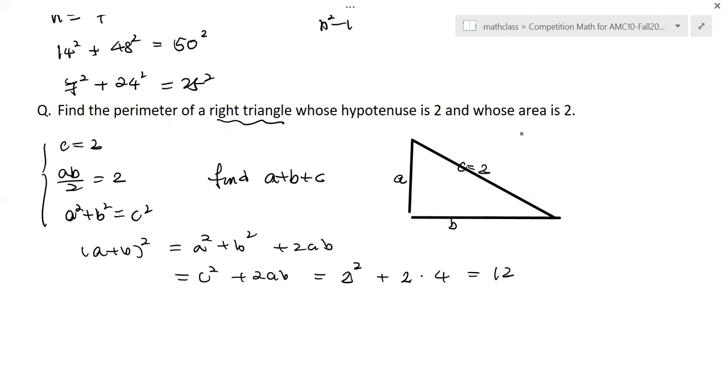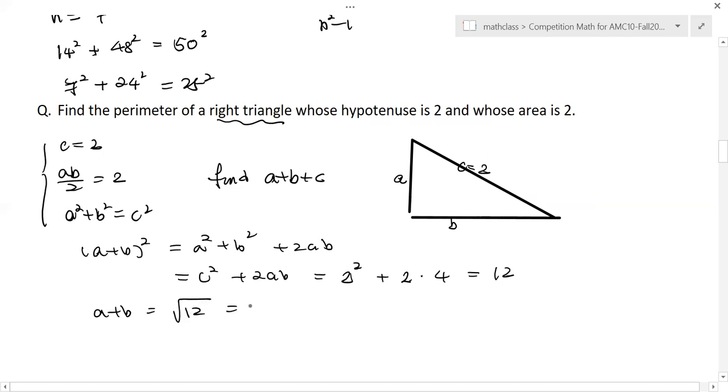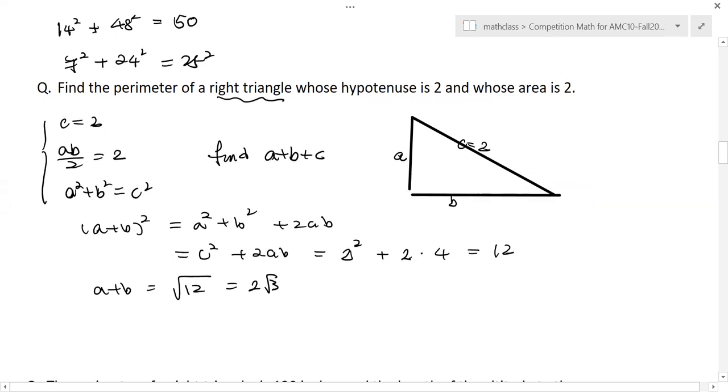So we have to use this very useful formula: A plus B squared equals A squared plus B squared plus 2AB. So from here, A plus B is going to be the square root of 12. It's going to be 2 square root of 3. And I think now you solve the problem. You don't need to find the value of A and B. Just find the value of A plus B. So the perimeter is 2 square root of 3 plus 2. Done.